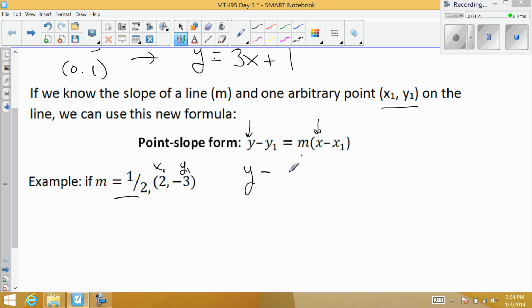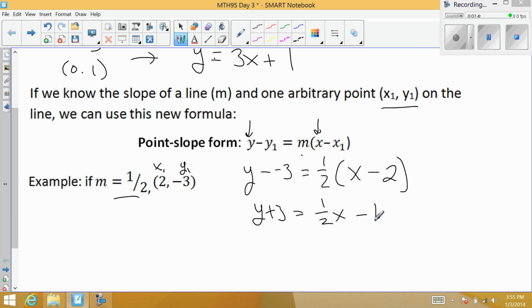y subtract y1, which is -3, equals m, our slope, which is 1/2, times x subtract x1, and again x1 is 2. And then we simplify. So this would become y plus 3 equals, and I'll distribute here, so I'll get 1/2 x, and then 1/2 times the subtract 2 will give me a subtract 1. Then I can subtract the 3 from both sides, and that gives us our new equation, y equals 1/2 x subtract 4. So that will be the equation of the line that has a slope of 1/2 and goes through the point (2, -3).